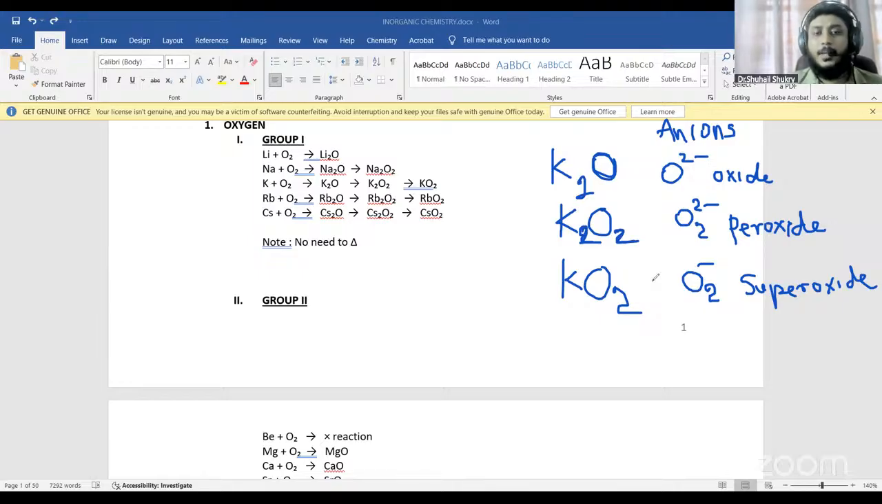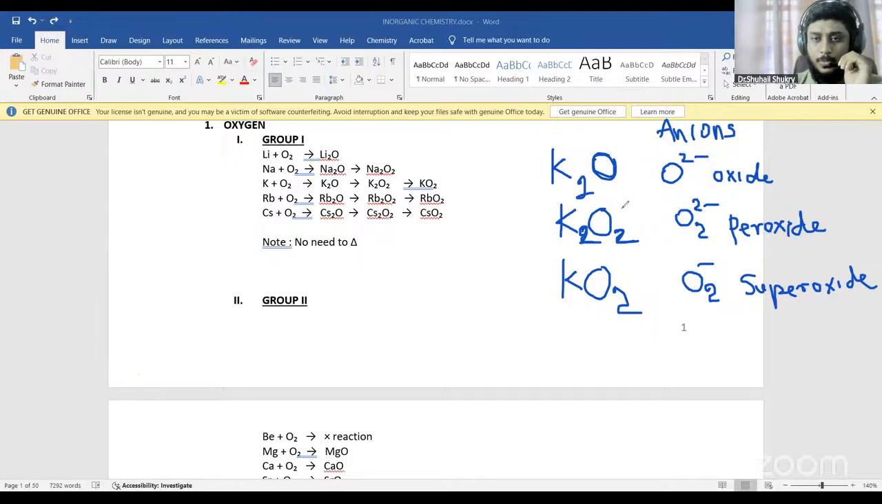So who can go up to superoxide? Potassium, rubidium, and cesium. Well done. So what is the maximum lithium can go with oxygen? Lithium oxide. Only up to lithium oxide. Well done. Then sodium can go maximum up to? Sodium peroxide. Very good. Then who can go up to superoxides? Potassium, rubidium and cesium.